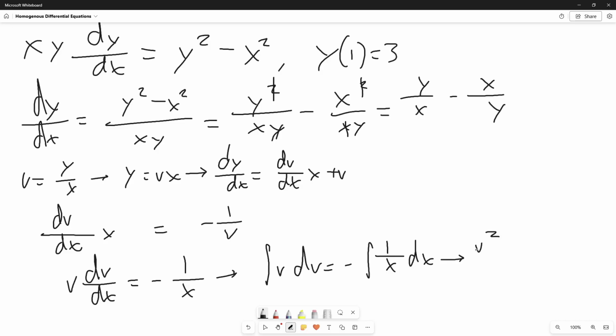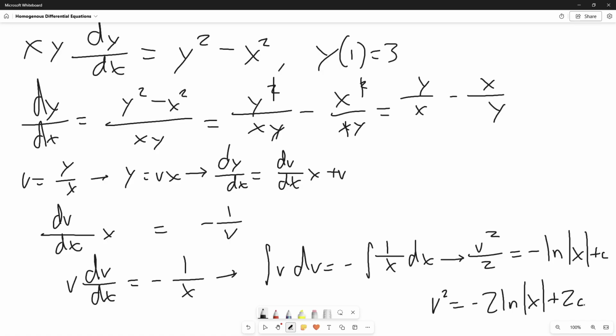And that turns into v squared over 2 is equal to negative ln absolute value of x plus c. Or v squared is equal to negative 2 ln absolute value of x plus 2c. We can keep the 2c as c because c is a constant. So once we find it at the end, the 2 doesn't make a difference.